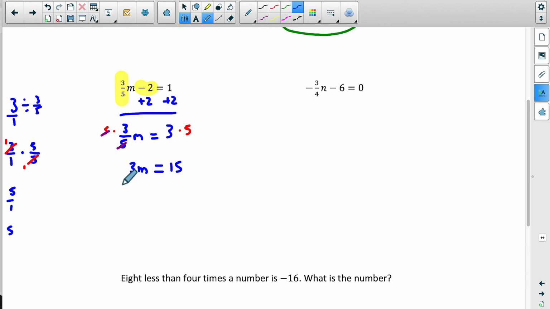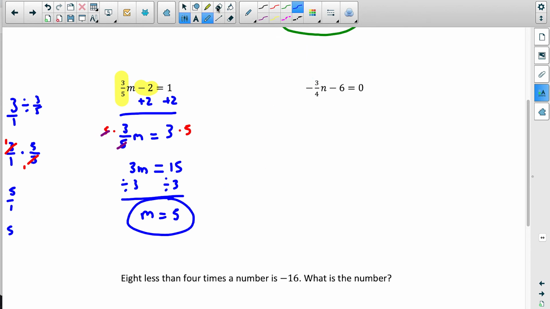Hey, this is 3 times m. We got to do the opposite. We have to divide by 3. So what's left here is m. The 3's cancel out. And 15 divided by 3 is 5. Yeah, it takes an extra step, but you're kind of just doing the same thing, and you definitely get the same answer, 5. So it's up to you. We'll do one more like that.